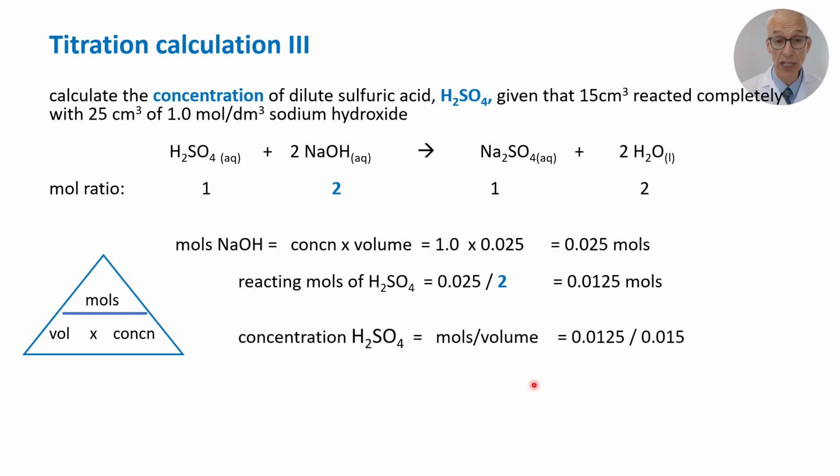Then it's plain sailing. The concentration is moles divided by volume. Moles divided by volume, 0.0125 divided by 15 centimeters cubed in decimeters cubed comes out as 0.83 moles per decimeter cubed. Congratulations if you got that right.